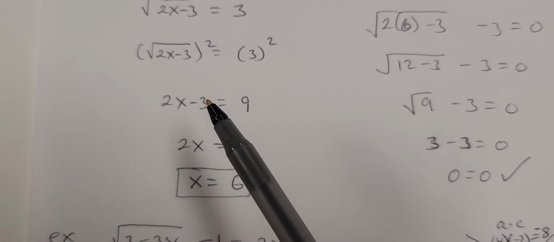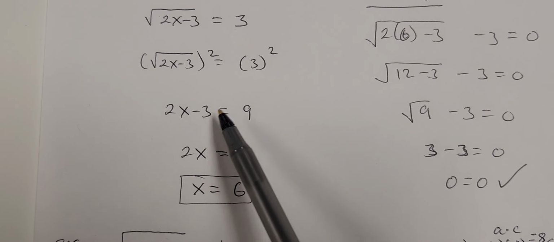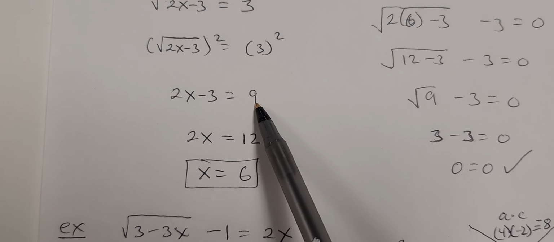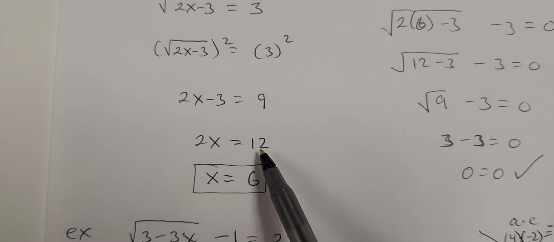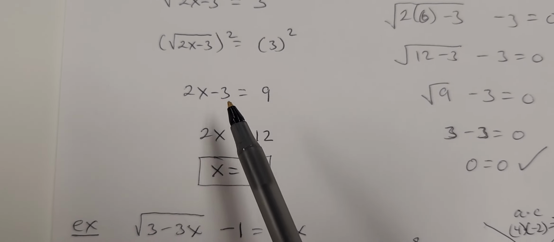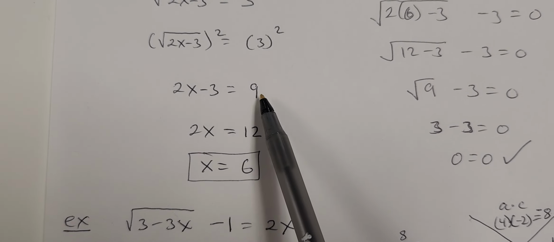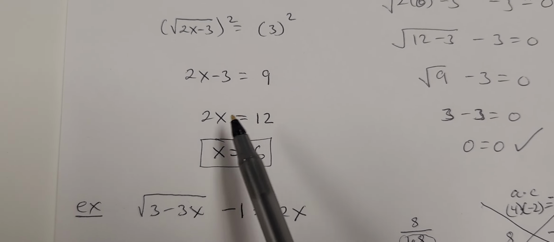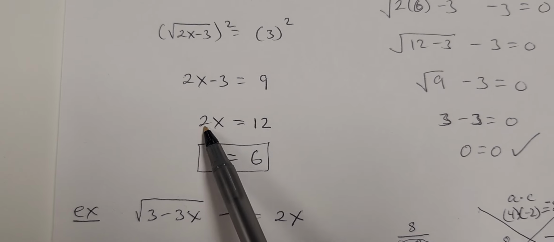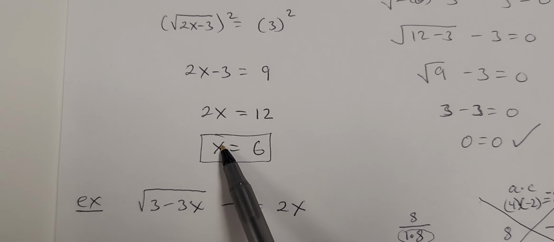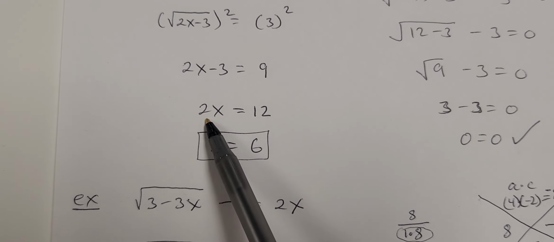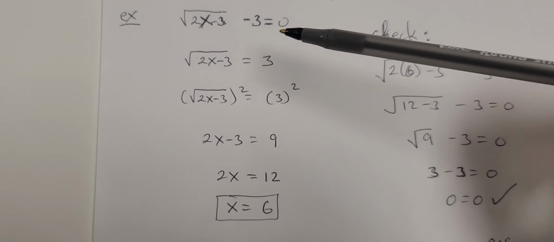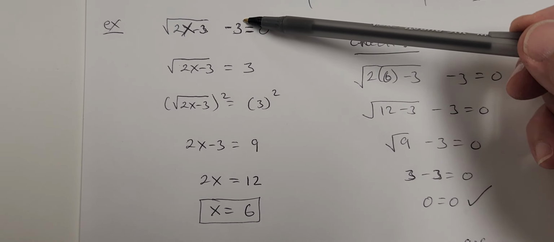Next, I want to solve for x, so bring the 3 over. Since this is minus 3, if I bring it over, it becomes positive 3. 9 plus 3 gives me 12. I want x to be by itself, so I divide both sides by 2. So I have x equals 12 divided by 2, which gives me 6. So this is the answer to our problem.